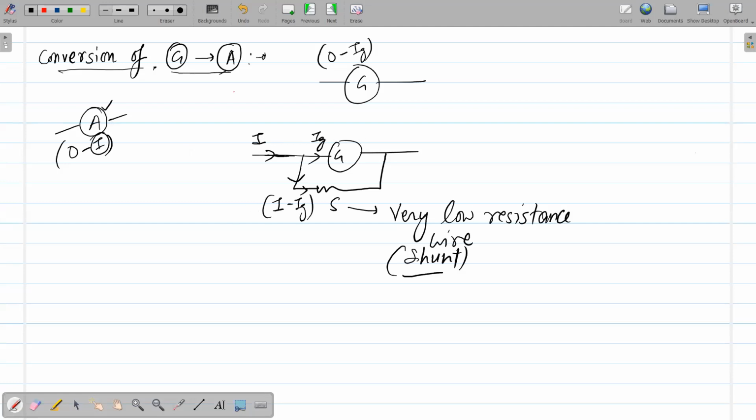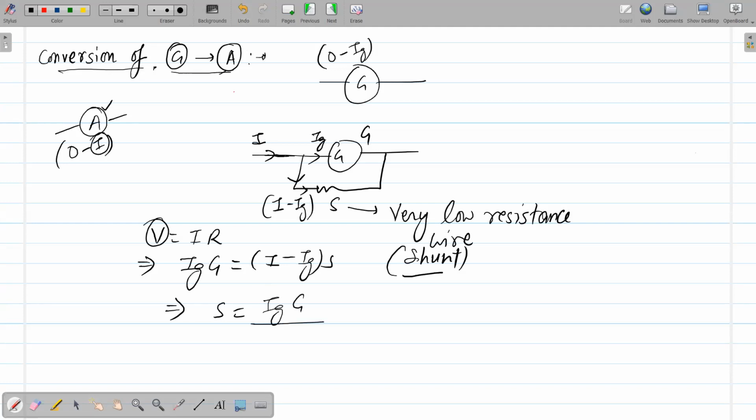So if you want to find the value of shunt, then you can do one thing simply, as both G and S are in parallel. So we can say that the potential difference will be the same, so the I into R product will also be the same. So I can write Ig into G equals (I minus Ig) into S. Check this out. And here I got the value of S as Ig into G divided by I minus Ig, right, everyone?